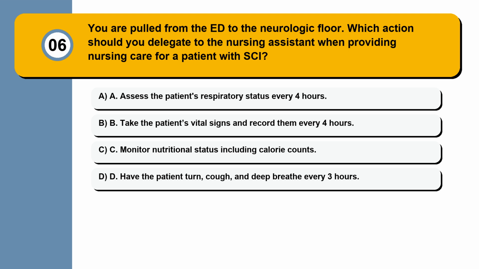Question 6. You are pulled from the ED to the neurologic floor. Which action should you delegate to the nursing assistant when providing nursing care for a patient with SCI? A. Assess the patient's respiratory status every 4 hours. B. Take the patient's vital signs and record them every 4 hours. C. Monitor nutritional status including calorie counts. D. Have the patient turn, cough, and deep breathe every 3 hours.